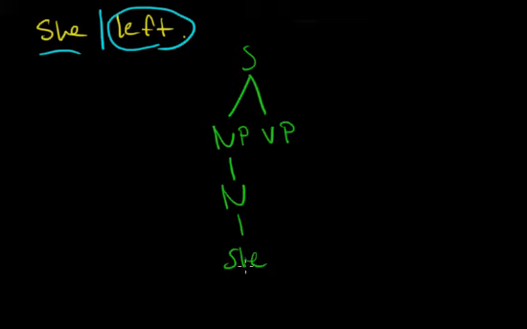And let's go ahead and diagram this sentence. At the top we put S for sentence, then we put NP for noun phrase, and VP for verb phrase. Our noun phrase only has one part of speech, our noun, which is she. Our verb phrase has one part of speech, which is our verb, left. Okay, very good. Now let's diagram the same sentence except with an auxiliary.